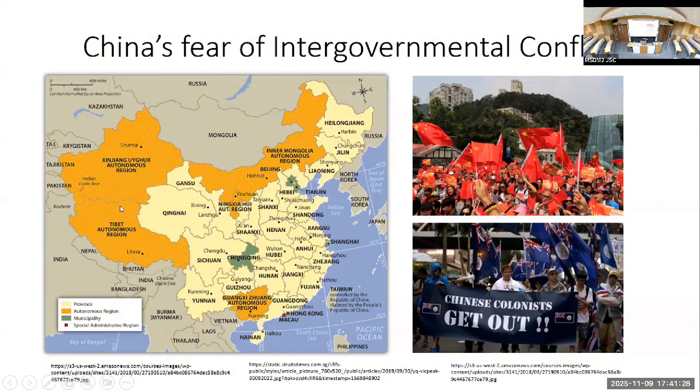So the main problem is this. And Taiwan, China also has Taiwan, which has not come under its control. And Hong Kong and Macau, former colonies of the British and Portuguese, have returned to China. So China has a fear of intergovernmental conflict, partly because China is a communist one-party state. They don't believe in different parties running different layers of government. But also there's a reason: historically, China did not have a good experience with intergovernmental conflict.